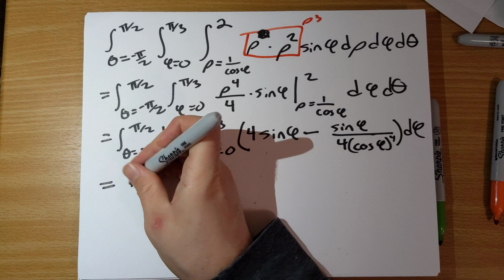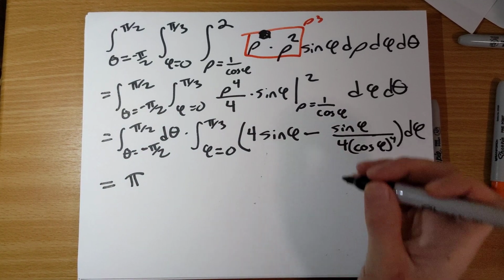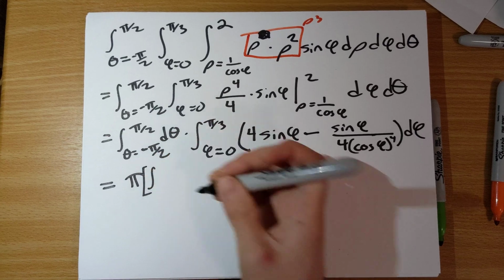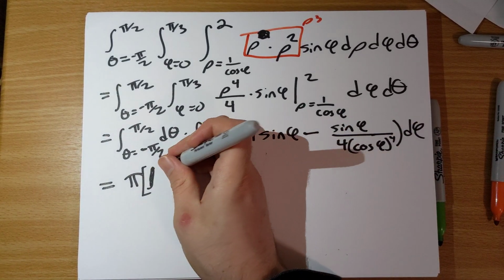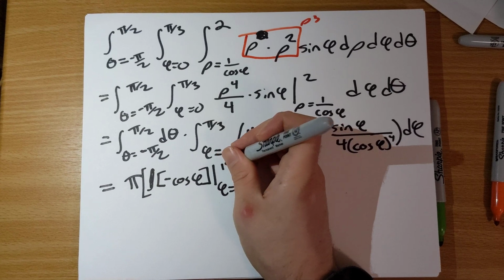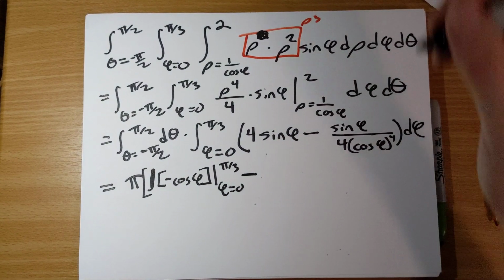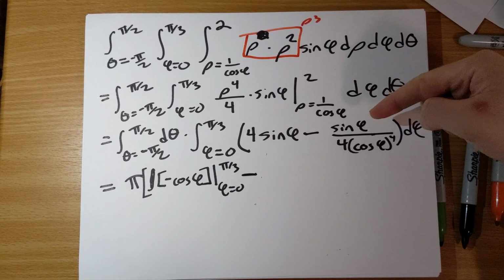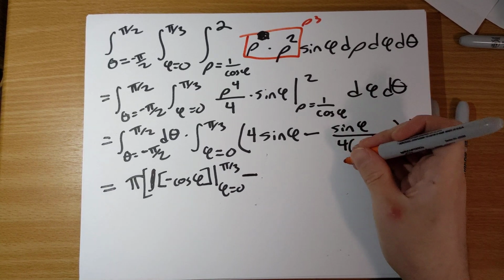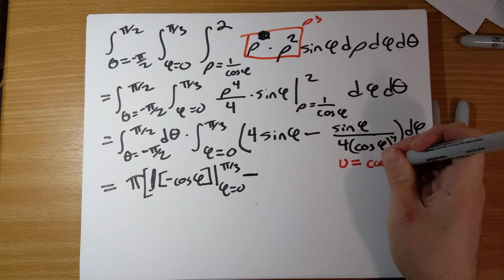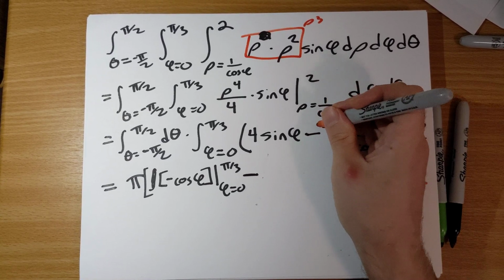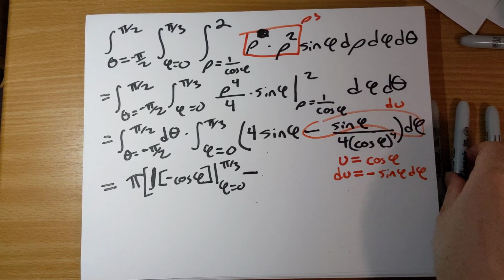The theta integral is just pi. Then we can break this into two separate integrals. For the first one, the antiderivative of sine phi is negative cosine phi, plugging in phi from 0 to pi over 3. Minus, for the second integral, we have sine phi upstairs and cosine phi to the 4th downstairs. I think this calls for substitution. u is equal to cosine phi, du is equal to negative sine phi d phi.